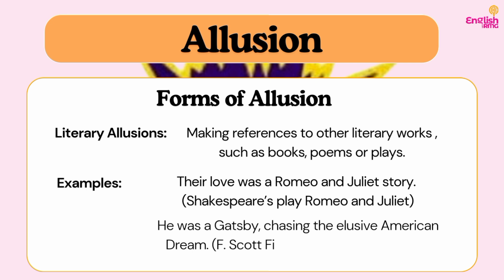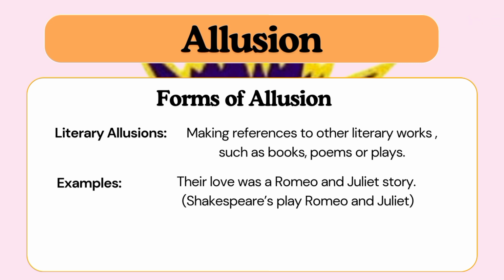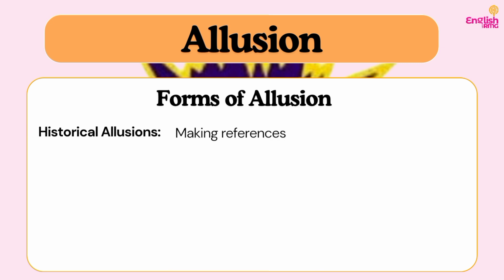So we could also have another example. We have: it was a Gatsby chasing the elusive American dream. There was also a popular novel, The Great Gatsby, by F. Scott Fitzgerald. So if you see someone that is chasing some kind of elusive goal, you could also compare them and say, oh, he is the great Gatsby of our time. Do you understand? So this is also a form of literary allusion. That is making reference to popular literary characters. It could even be the whole book, the whole title of the book, or the poem, or the play.